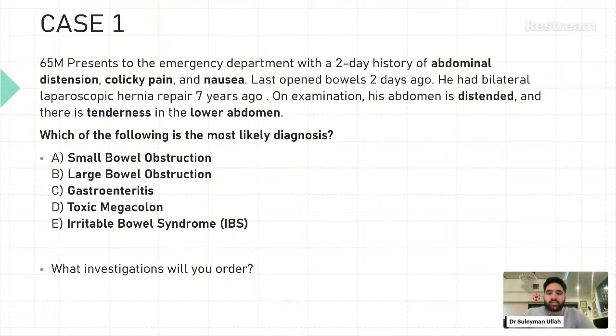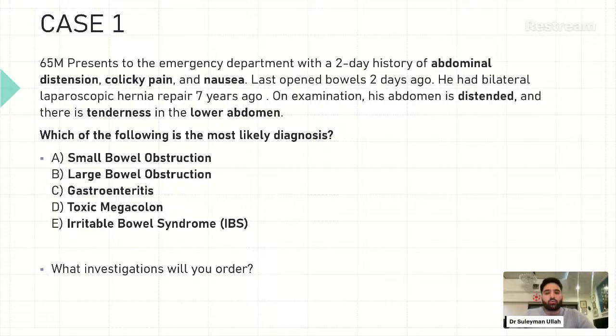So let's get into the first case. A 65-year-old gentleman presents to A&E with a 2-day history of abdominal pain, distension, and nausea and vomiting. He last opened his bowels 2 days ago, and he has a past surgical history of bilateral hernia repair 7 years ago. On examination, his abdomen is distended, and there's tenderness in the lower abdomen.